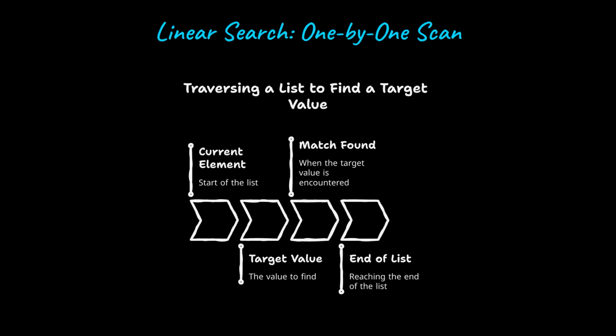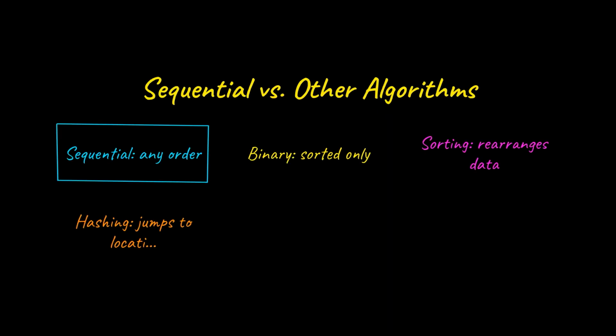Continuing all the way to the end if necessary. Sequential search is the right choice in 3 situations: when data is unsorted and no shortcut exists, when lists are small enough that sorting first would cost more than it saves, and whenever you simply need a method that always works. It helps to contrast sequential search with its common mix-ups.